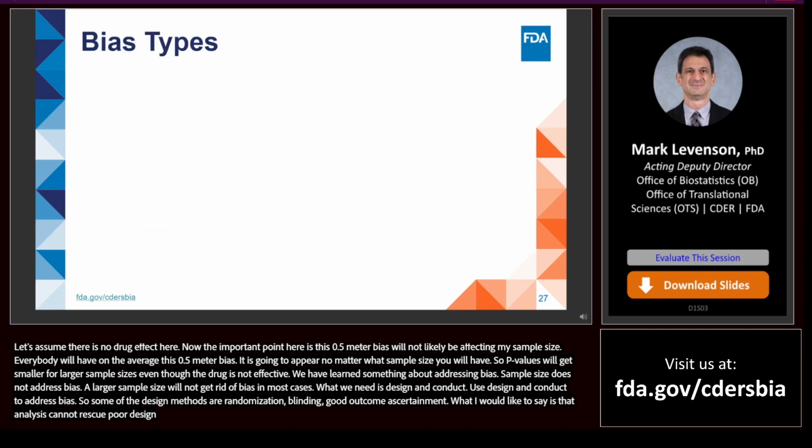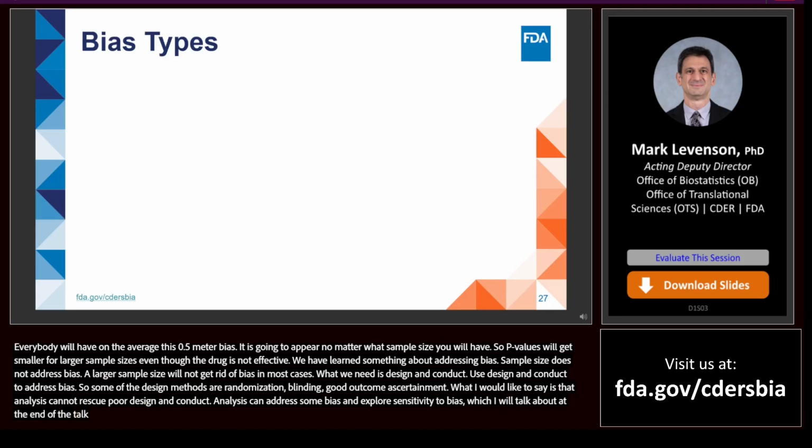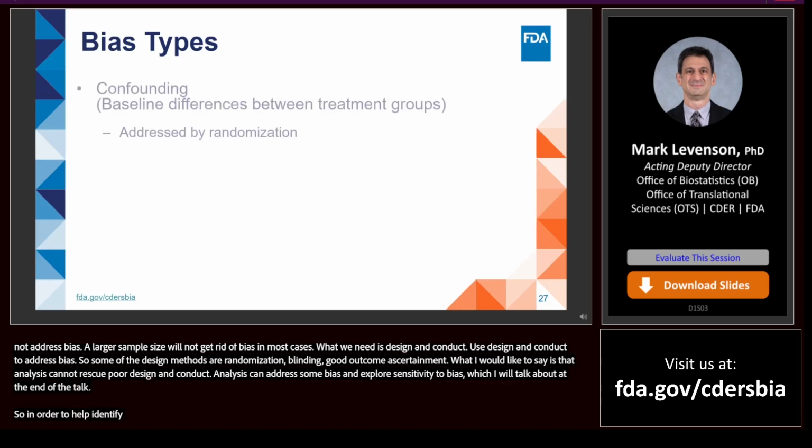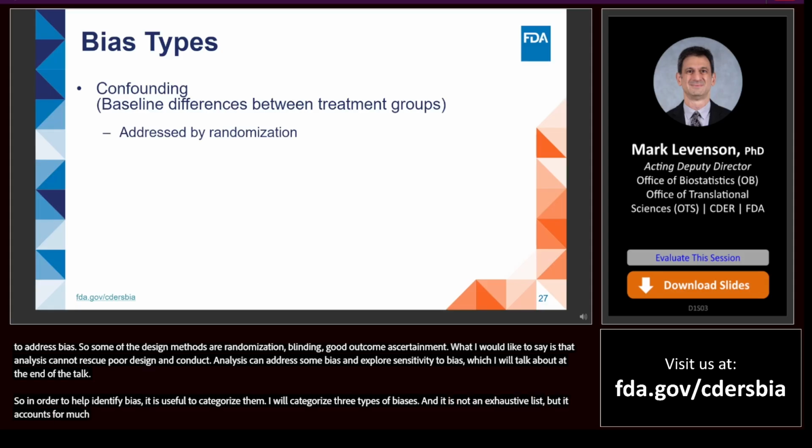So in order to help identify biases, it's useful to categorize them. So I'm going to categorize 3 types of biases, and it's not an exhaustive list, but it accounts for much of the bias you may see. The first is confounding. This has to do with baseline differences between treatment groups, and this is addressed by randomization. I'll go more into this.